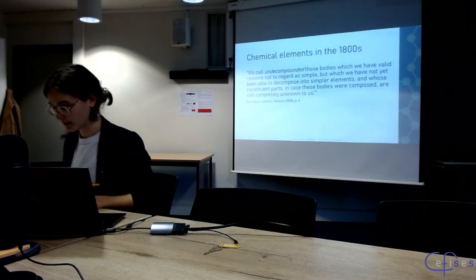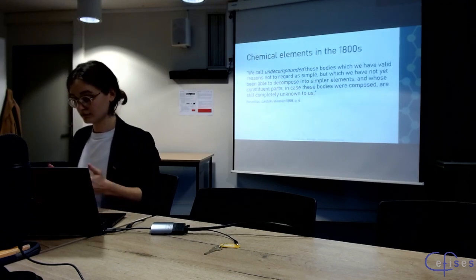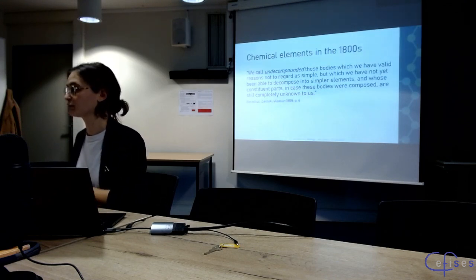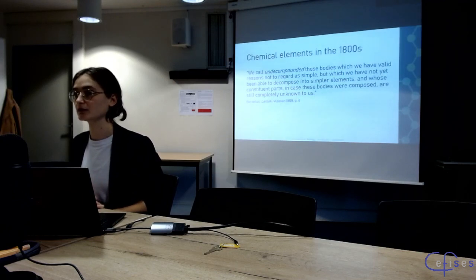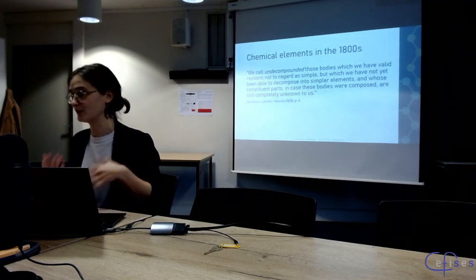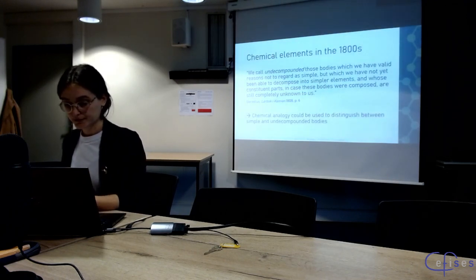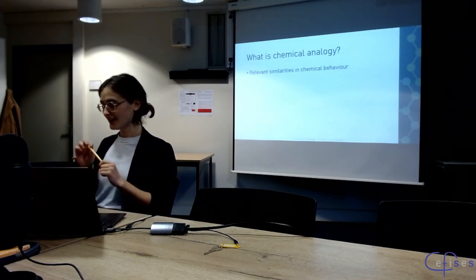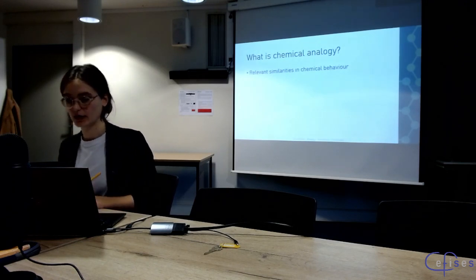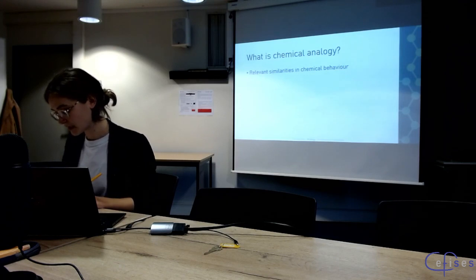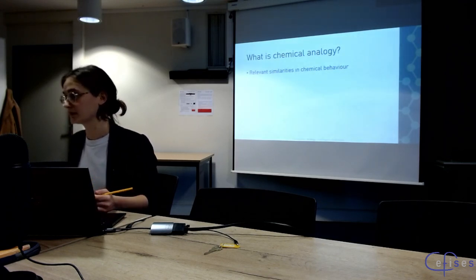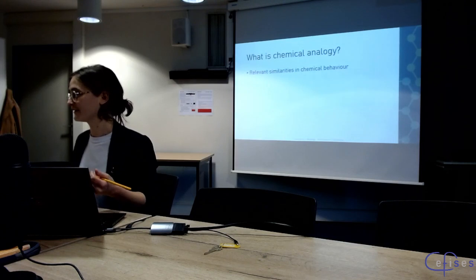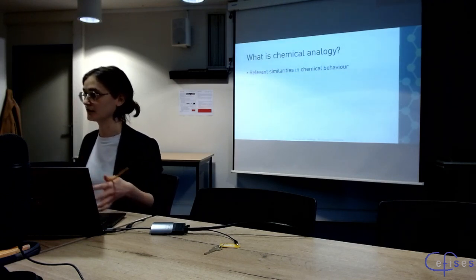And the role of chemical analogy here was, quite straightforwardly, to distinguish between which are the bodies that are actually simple or probably simple, and which are the ones that are indecomposable yet still composed, and what they might be composed of. So what do I mean by chemical analogy? Chemical analogy is a term that was used by the chemists themselves at this time. By it, I mean a set of relevant similarities in chemical properties. Similarly to how an analogy doesn't really work if it's just similarities, the similarities that form the basis for an analogical argument have to be relevant.